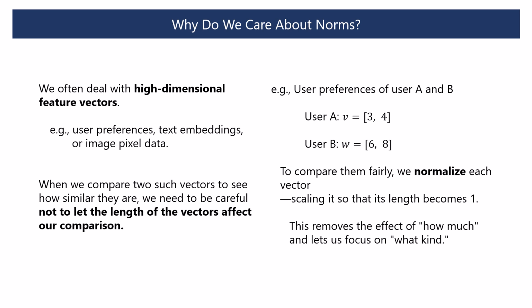Let's consider a simple example. These vectors represent user A and user B's preferences. At first glance, these users seem very different. But wait. The second user's preferences are just twice as strong, not different in direction. So, to compare them fairly, we normalize each vector, scaling it so that its length becomes 1. This removes the effect of how much and lets us focus on what kind.